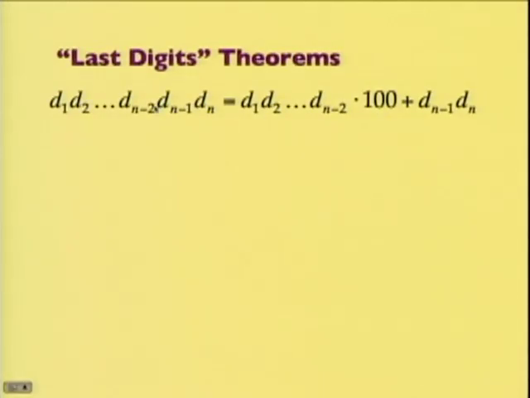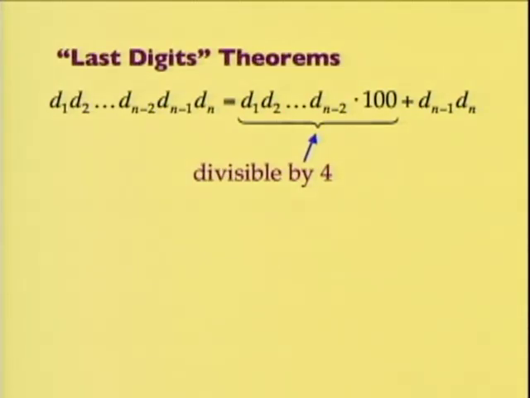That's 100. If I take all but the last two, I could say that times 100 and then take the last two and put those together. And then I have the same basic setup. This, being a multiple of 100, is divisible by 4 automatically. So this will be divisible by 4 if the last two digits are divisible by 4.